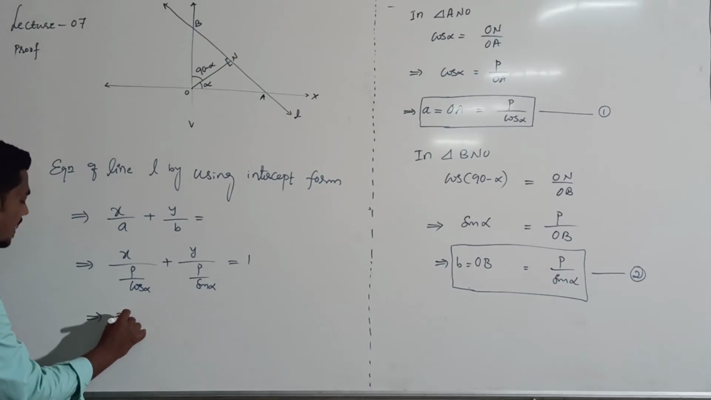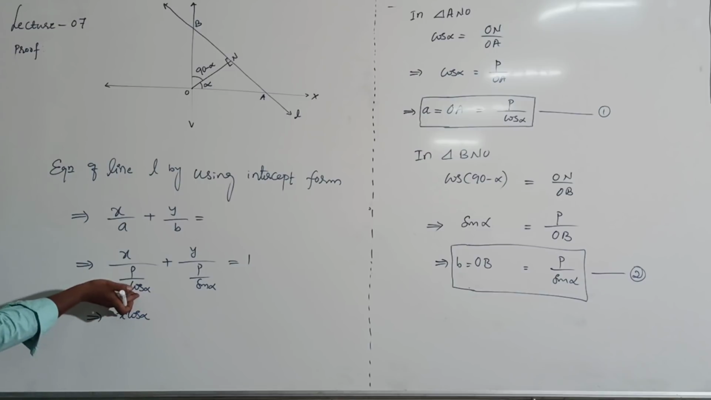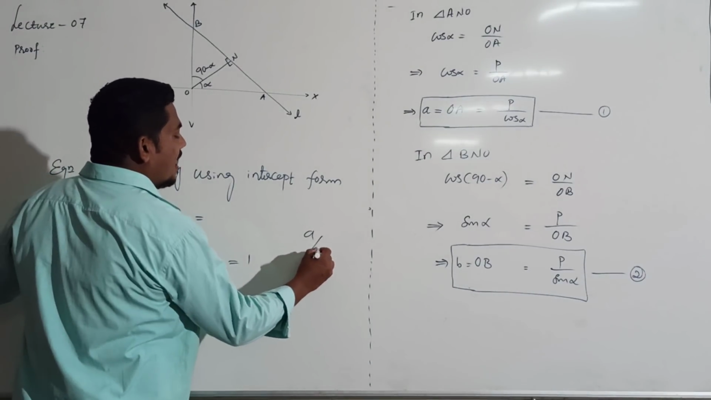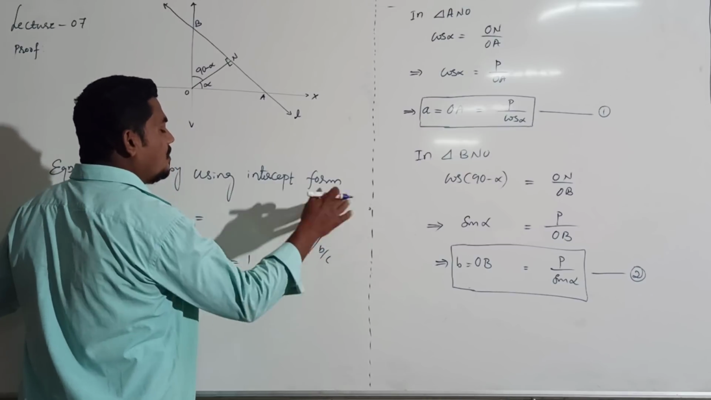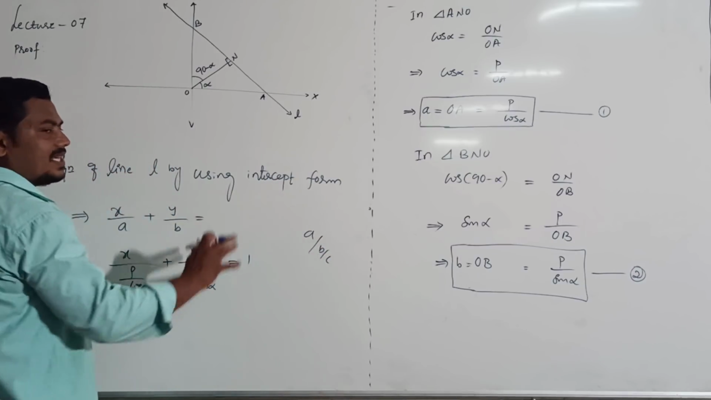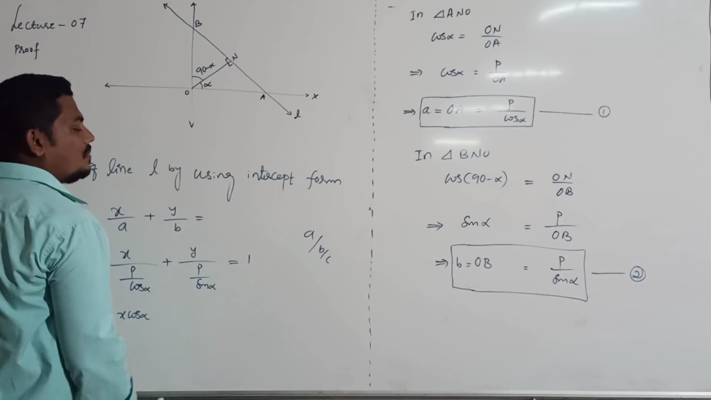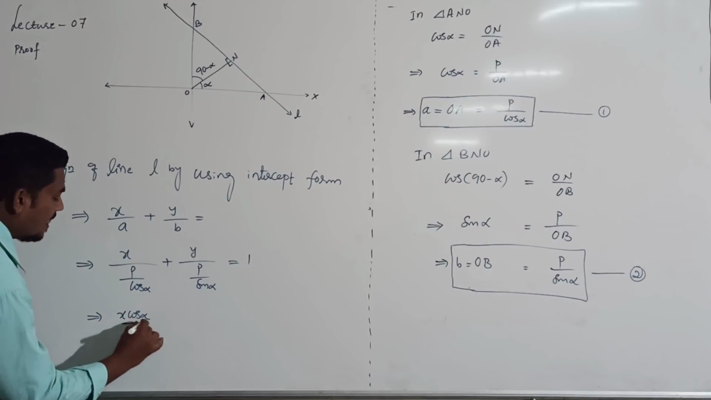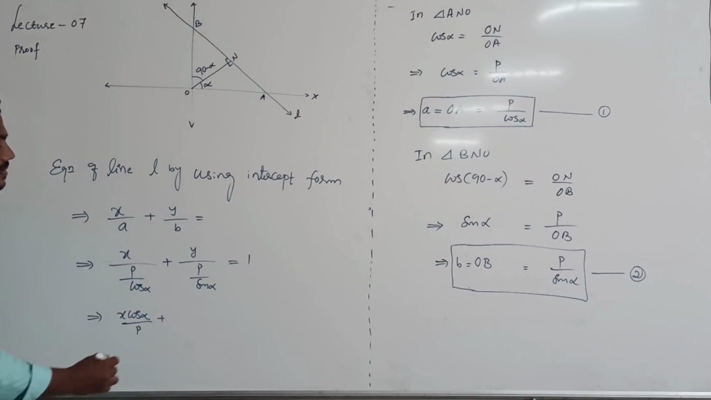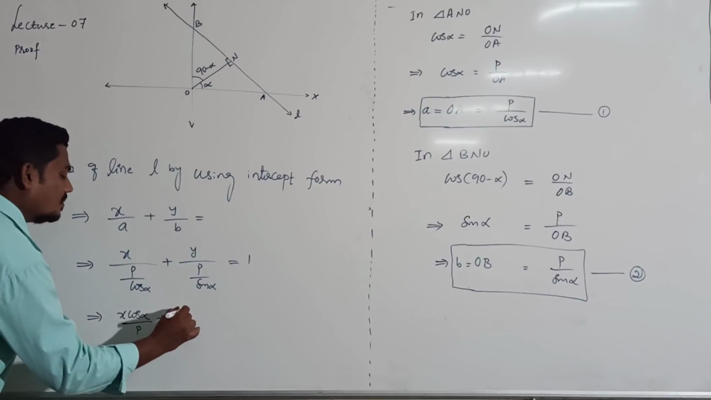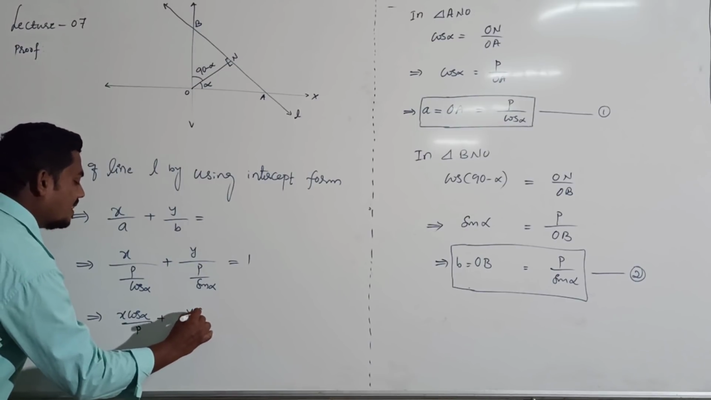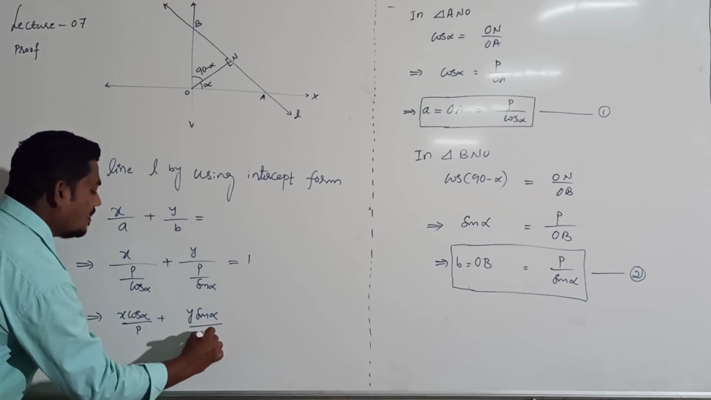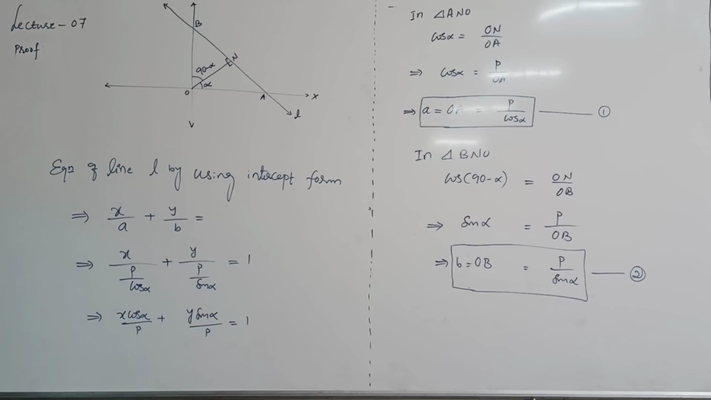implies x cos alpha, because this cos alpha becomes in the numerator. Already you know denominator of denominator becomes in the numerator, means b will be in the numerator, divided by p plus denominator of denominator becomes in the numerator, y sin alpha divided by p, that's equal to 1.